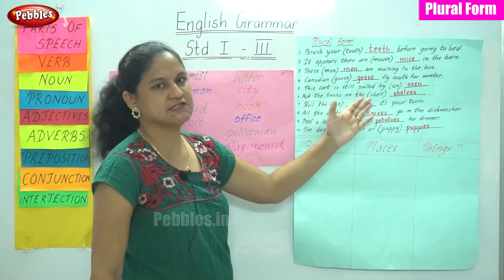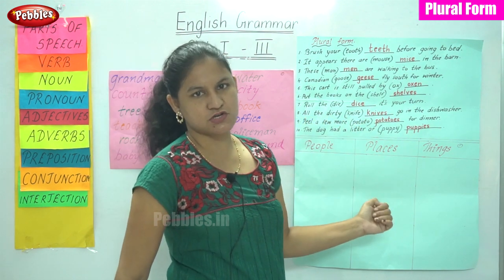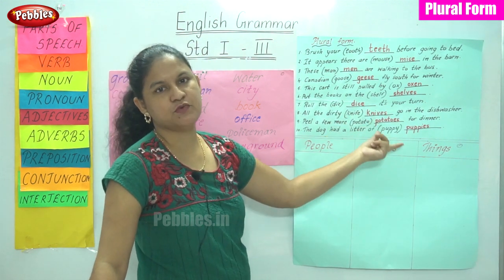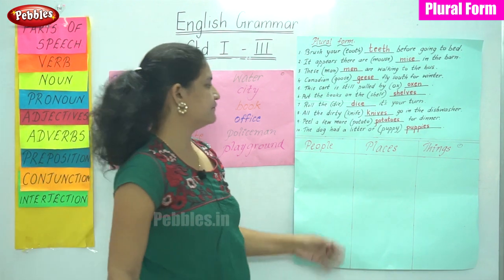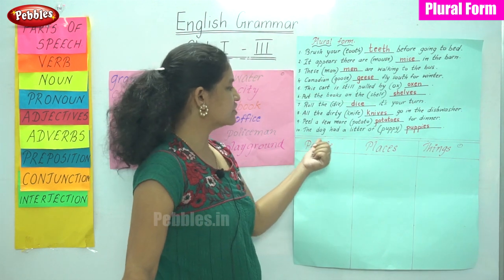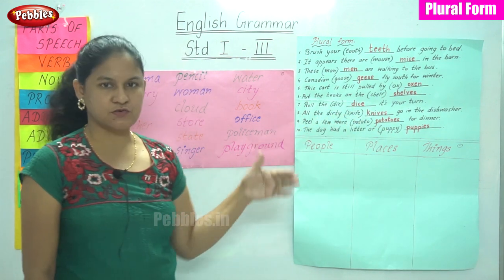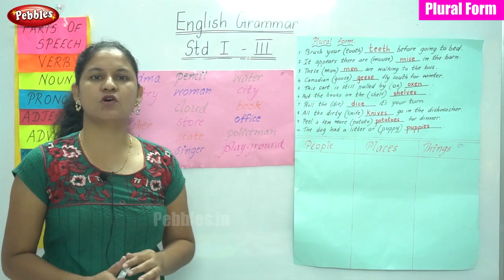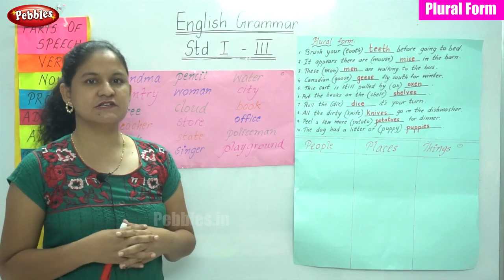Roll the dice, it's your turn. All the dirty knives go in the dishwasher. Again we follow the plural rule. We drop the FE and we add VES to convert it into plural form, knives. Peel a few more potatoes for dinner. The dog had a litter of puppies. Again we follow the plural rule. We drop the Y and we add IES. So this is a small exercise wherein you change the singular to plural according to the sentence.